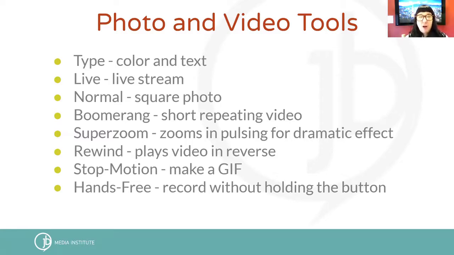Then you have a number of video tools like live streaming, boomerangs, super zoom, rewind, stop motion, and hands-free. So all of those are various video tools. You can see exactly what they are. Boomerang is a short repeating video. Super zoom zooms in on something. It has different effects to it that make it pulse in. You can have music. It has different colors and things that happen. Rewind is when you take a video and it automatically turns it into playing backwards. So the video plays in reverse.